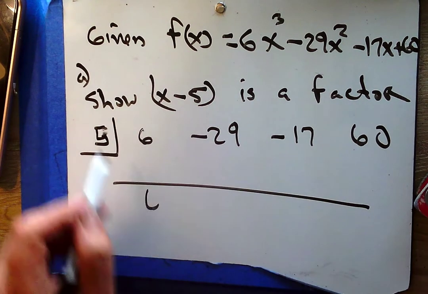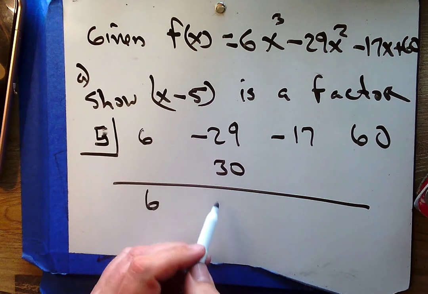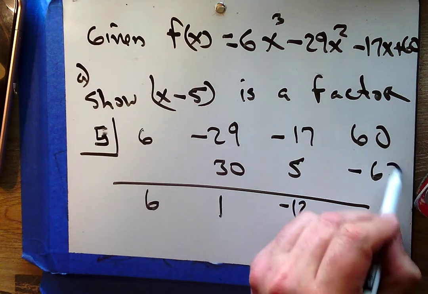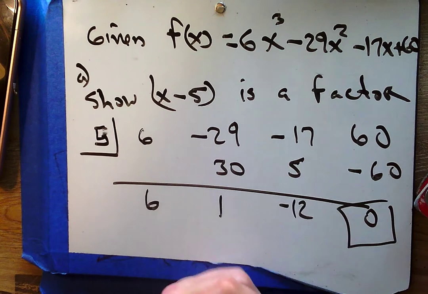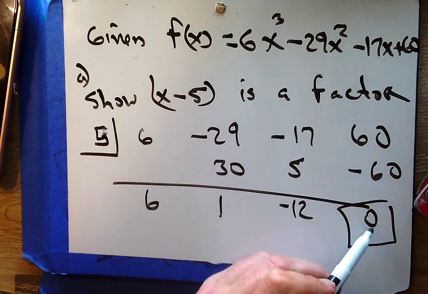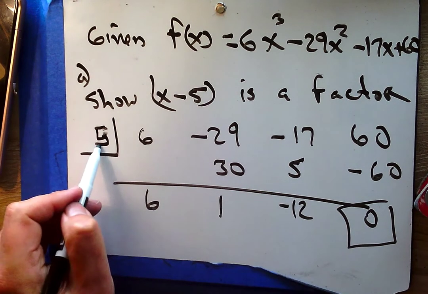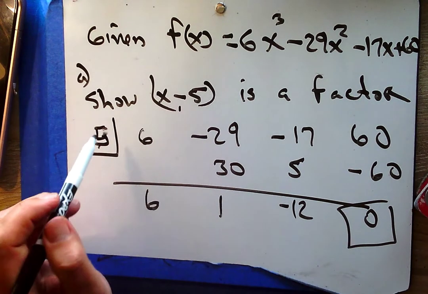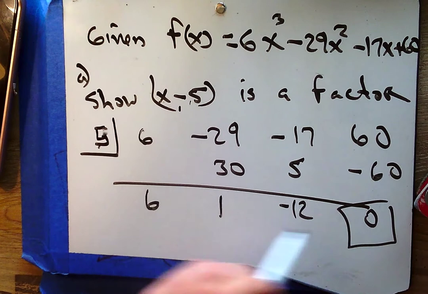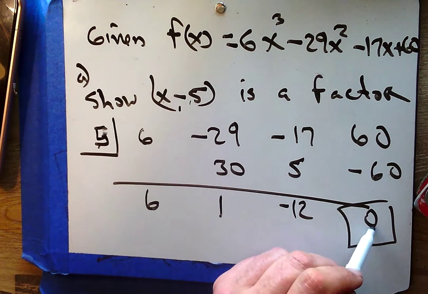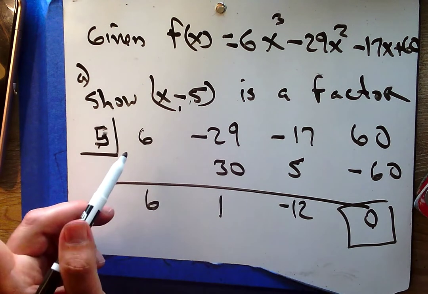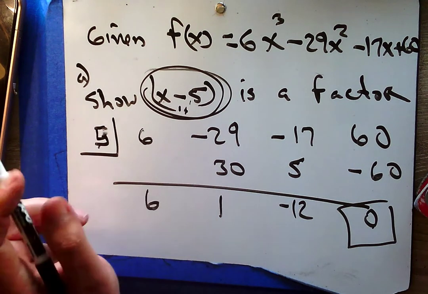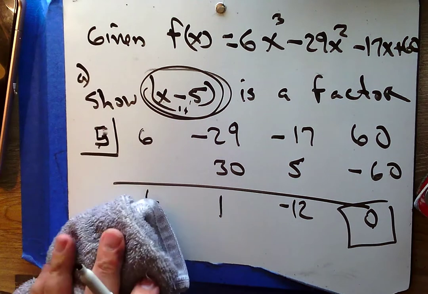So, 6, I multiply 30, I add 1, 5, -12, -60, 0. The factor theorem says when I get a 0 remainder, then that's an x-intercept, which means that's a factor. So I can show that x minus 5 is a factor because when I do my synthetic division, I get 0. If I did long division with this, I would also have a remainder of 0. And that could be another way to show it.